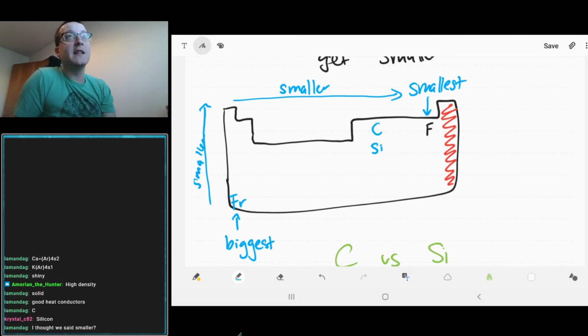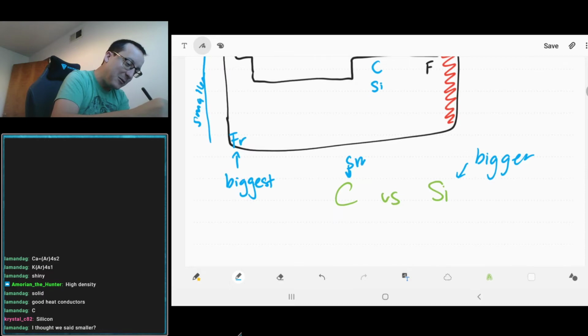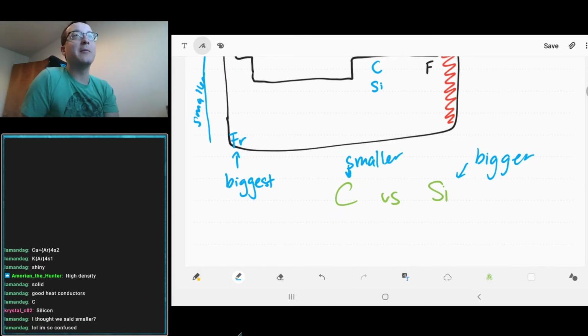I'm sorry, I forgot what I said, Lamonda, also. You're both right then, in this case. So, this is what we'll do. This one will be bigger. This one will be smaller. I'm sorry, Lamonda, but you're both right. I just forgot which question I asked. So silicon's bigger, carbon is smaller. I think we're all on the same page there, hopefully. But is this okay? Is this what you were trying to say?